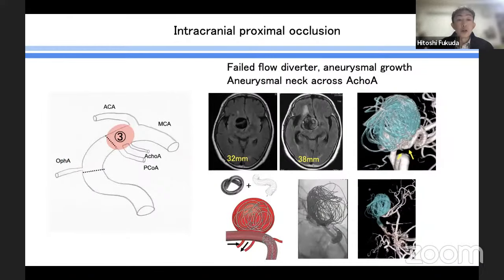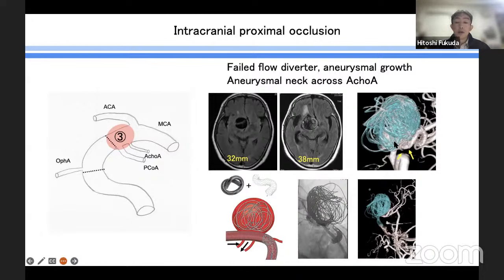Finally, I'll show you the intracranial proximal occlusion case. It is used when the lesion is involving the anterior choroidal and posterior communicating artery. This is a case of giant C1, C2 unruptured aneurysm, which was treated with flow diverter. The aneurysm size was 32 millimeter. However, 1 year later, this aneurysm got bigger to cause the symptomatic epilepsy and hydrocephalus.